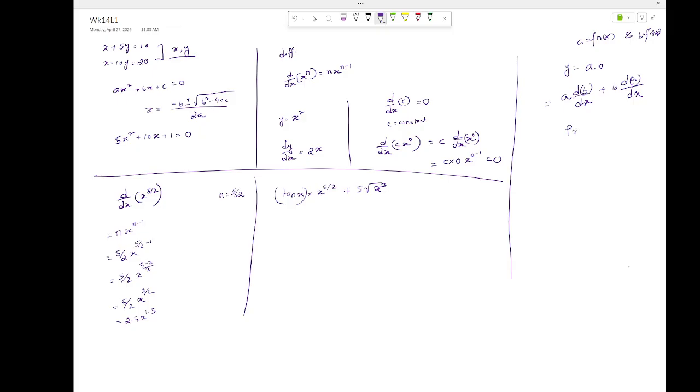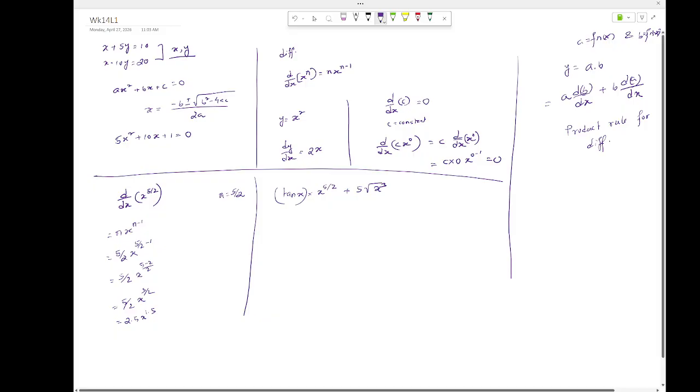So let me write it here. Product rule for derivative or differentiation, whatever way you want to say. I'd like to write diff dot means differentiation, right? You guys remember that? So now you have here the thing that I wanted you to solve. Say this is A and this is B. Can you do that now?